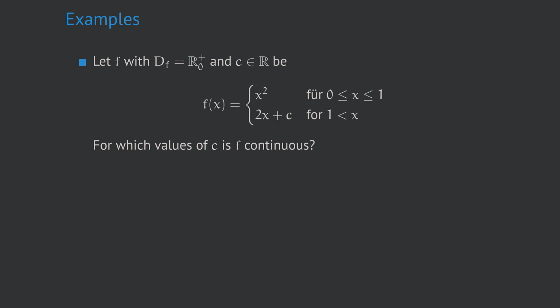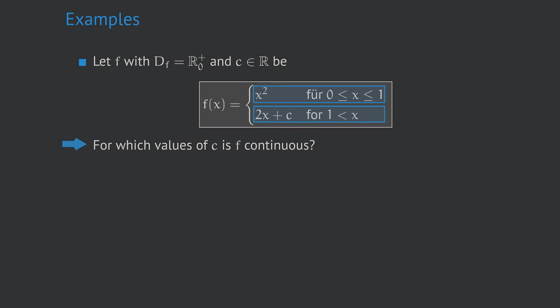Now let's have a look at some examples. We look at this piecewise definition of the function f. For x between 0 and 1, both included, it looks like the normal parabola, and for x greater than 1, it looks like the straight line 2x plus c. c is a real number which we can choose freely. Now the question is, for which values of c is f continuous?